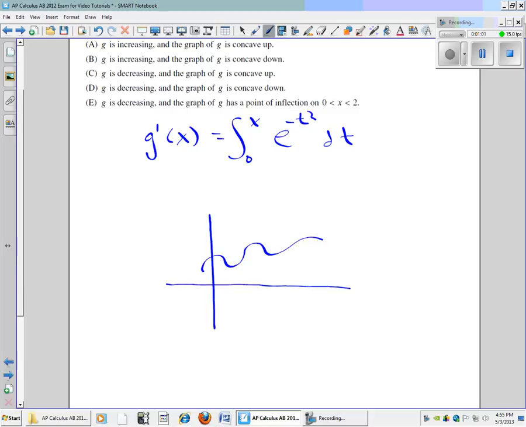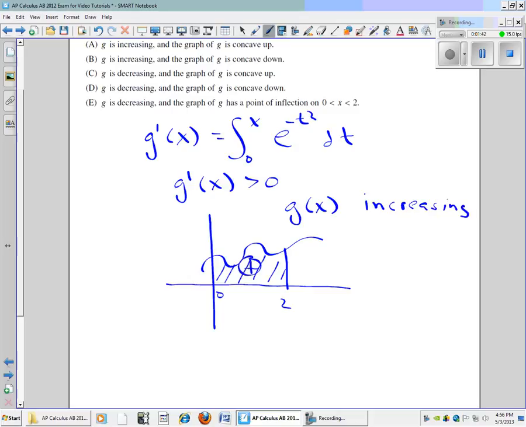I've got some strange graph from 0 to 2, and I've got some area under the curve. We're taking the integral, and we're thinking of this as the interval from 0 to 2. What I notice is I have this area that's above the axis and therefore positive. So g prime of x is greater than 0, which means that if the first derivative of g of x is greater than 0, it's increasing, so g of x would be increasing.